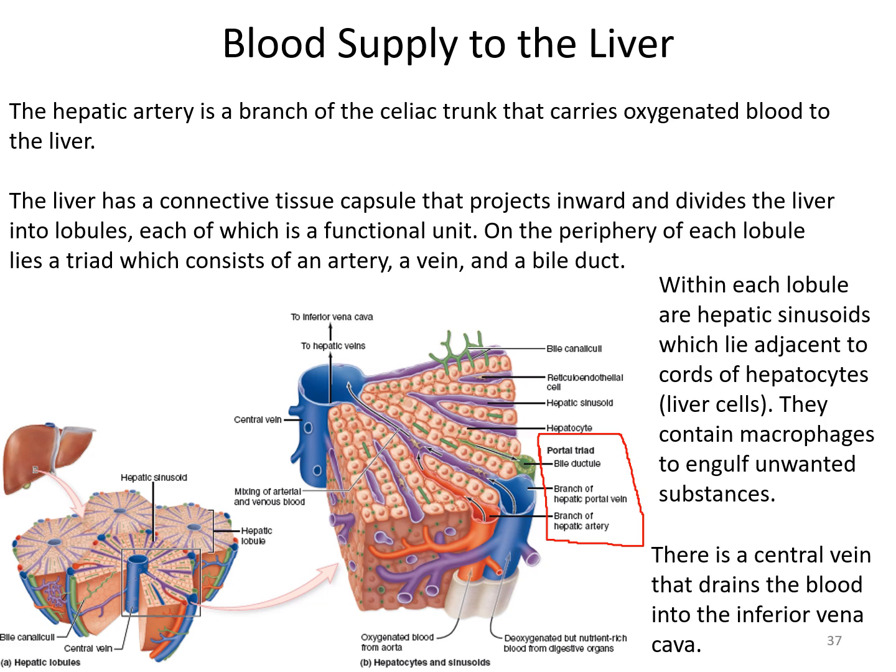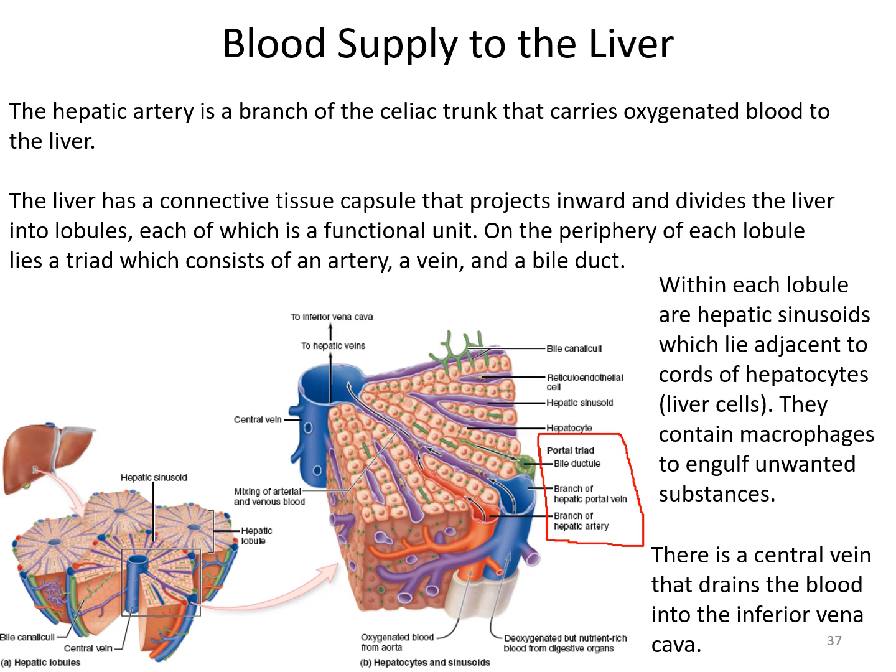Within each lobule, you've got hepatic sinusoids that lie adjacent to the cords of hepatocytes, which again are just your liver cells, and then they've got macrophages in there to phagocytize anything that's coming in that we don't want, because remember, all of the blood from our GI tract goes straight to the liver, so we can filter it to make sure there's nothing we don't want before we send it to the inferior vena cava and it goes back to the heart. So you've got these sinusoids, and then you've got macrophages there to take care of that. Then you've got the central vein that's going to drain the blood into the inferior vena cava.